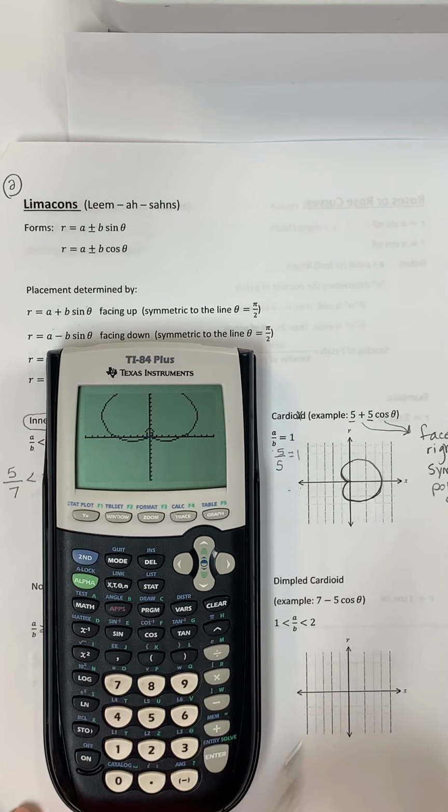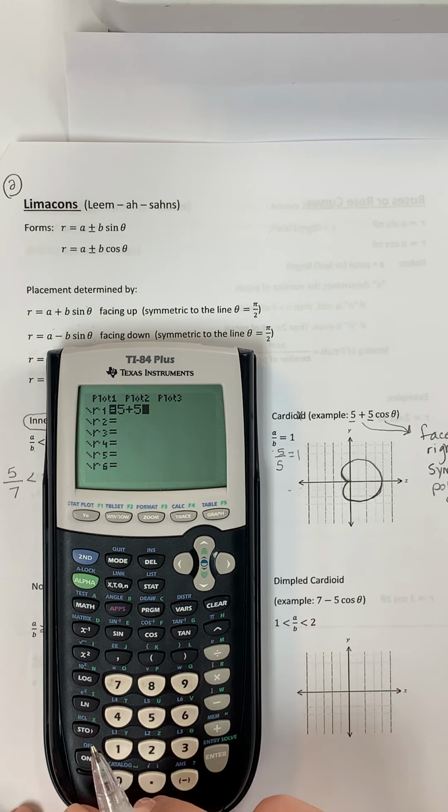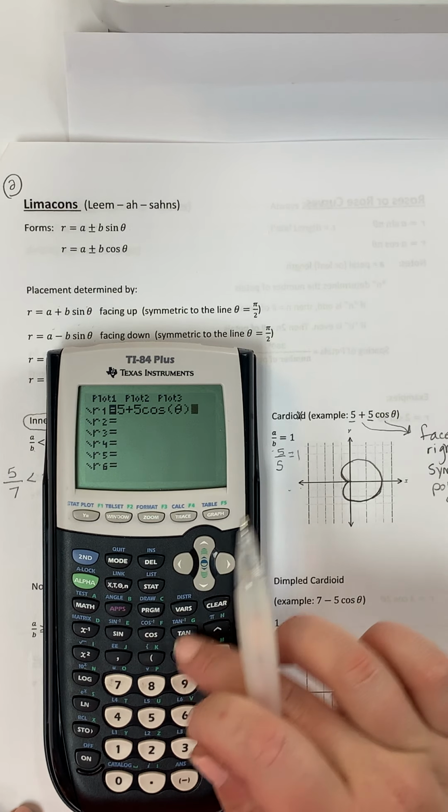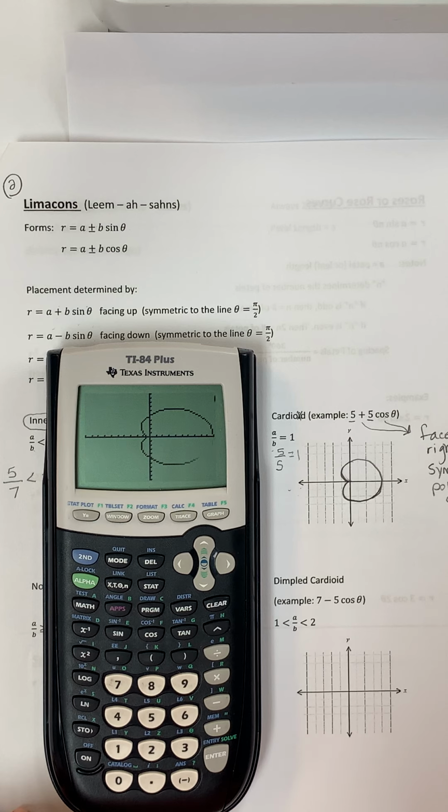So let's try graphing that. Okay, we're gonna clear this out. We're gonna put 5 plus 5 cosine theta, and we'll graph that. And there you go. That would be our cardioid, okay?